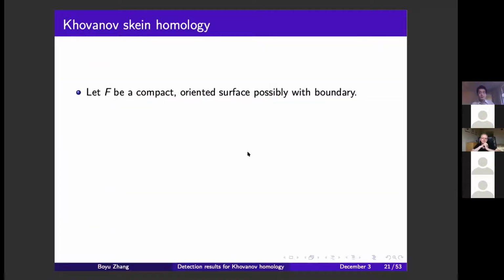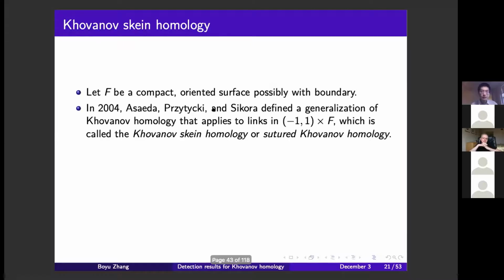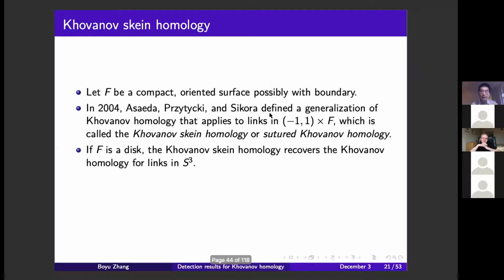Moreover, there's a variation of Khovanov homology called the Khovanov-Sky homology. The Khovanov-Sky homology is defined by Asaeda, Przytycki, and Sikora on the trivial line bundles over compact surfaces. So this is sometimes called the Khovanov-Sky homology, or in some literature it's called the sutured Khovanov homology. If the surface is just a disk, then the Khovanov-Sky homology is in fact equivalent to the original definition of Khovanov homology.